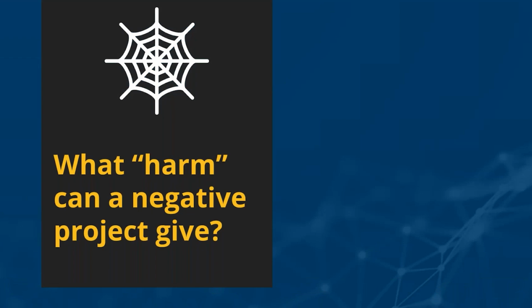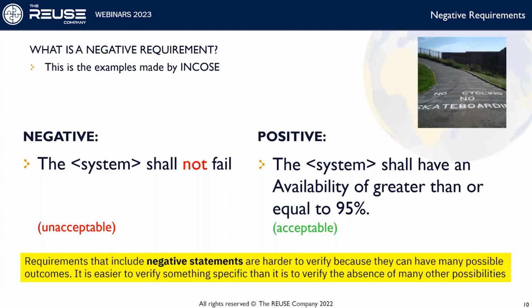So what harm can a negative requirement give to a project? Well, as you see in this picture where it says no cycling and no skateboarding, it is easy to think, okay, what is then permitted? What can I actually do when I pass this line?